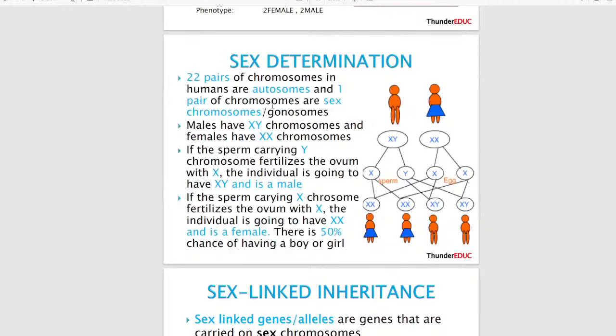This is it. 22 pairs of chromosomes are called autosomes, and one pair is called the sex chromosomes. Males have XY, and females have XX. This is a description, yes, but what they want is this. If they say describe how sex is determined, then you can talk about this. But if they are not talking about that, then automatically you have to use the genetic cross, because that is what they said. So basically they want this, they don't want the writing. Yes, let's go to the next question.